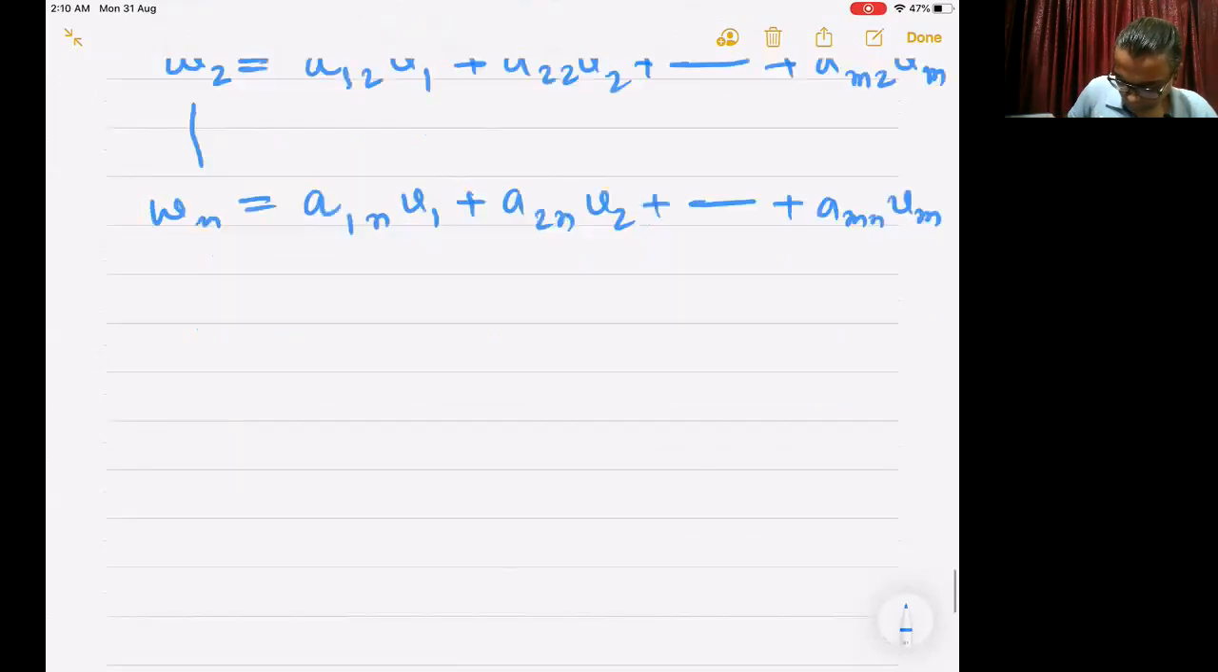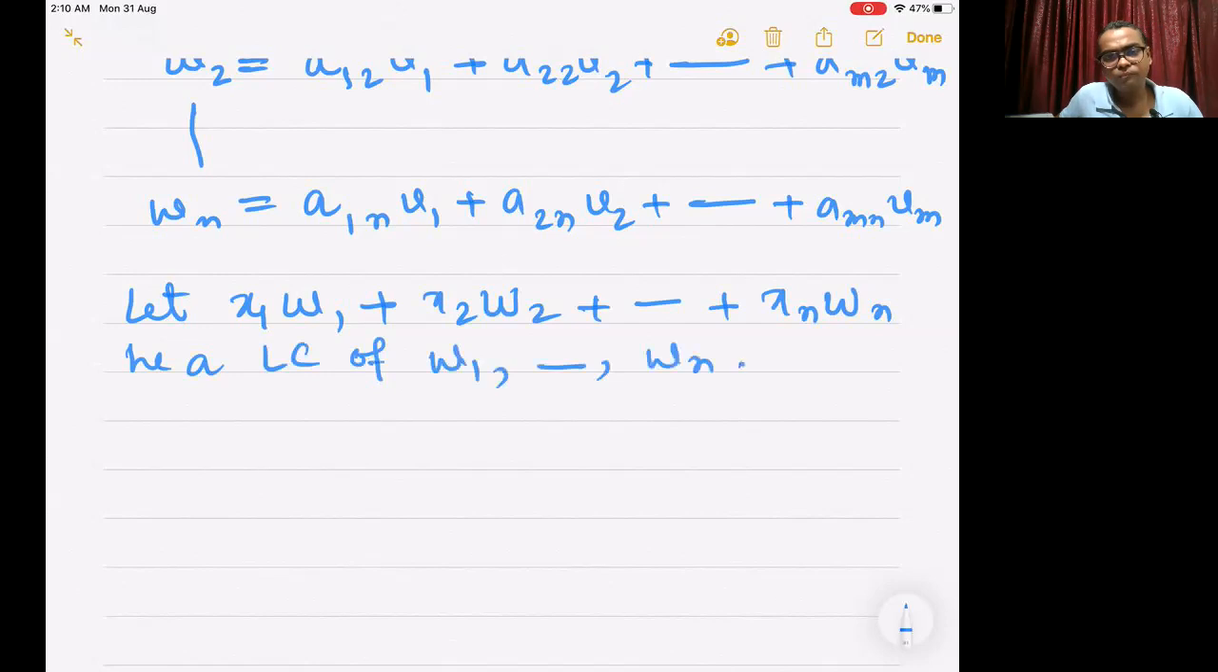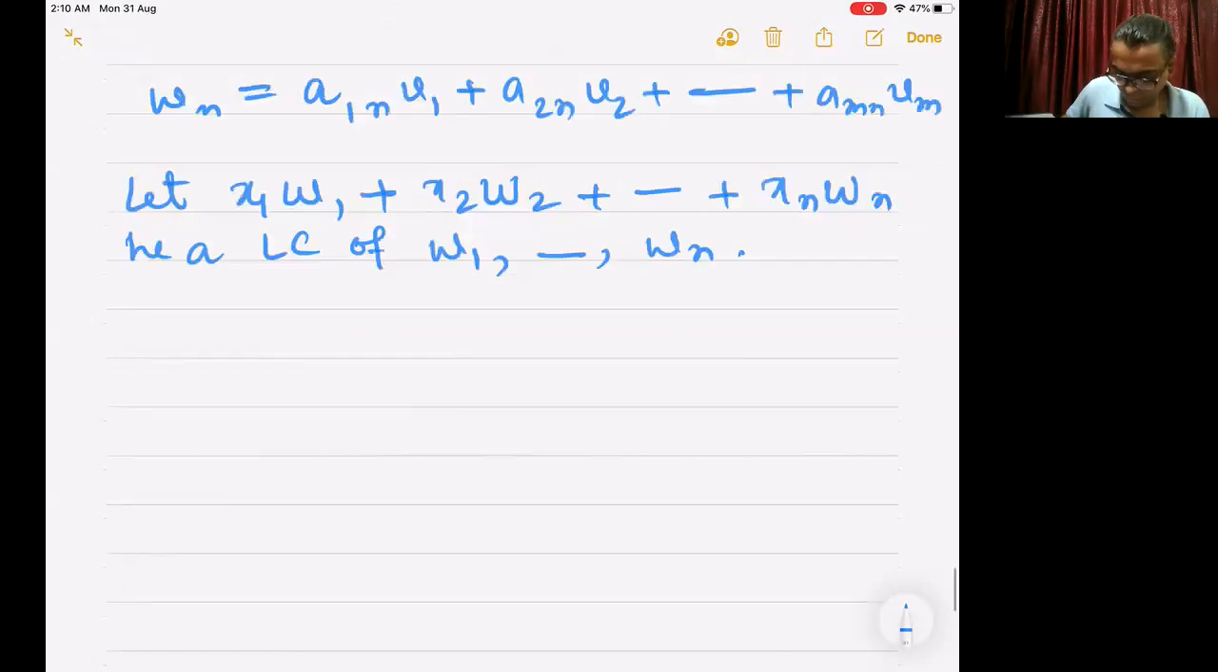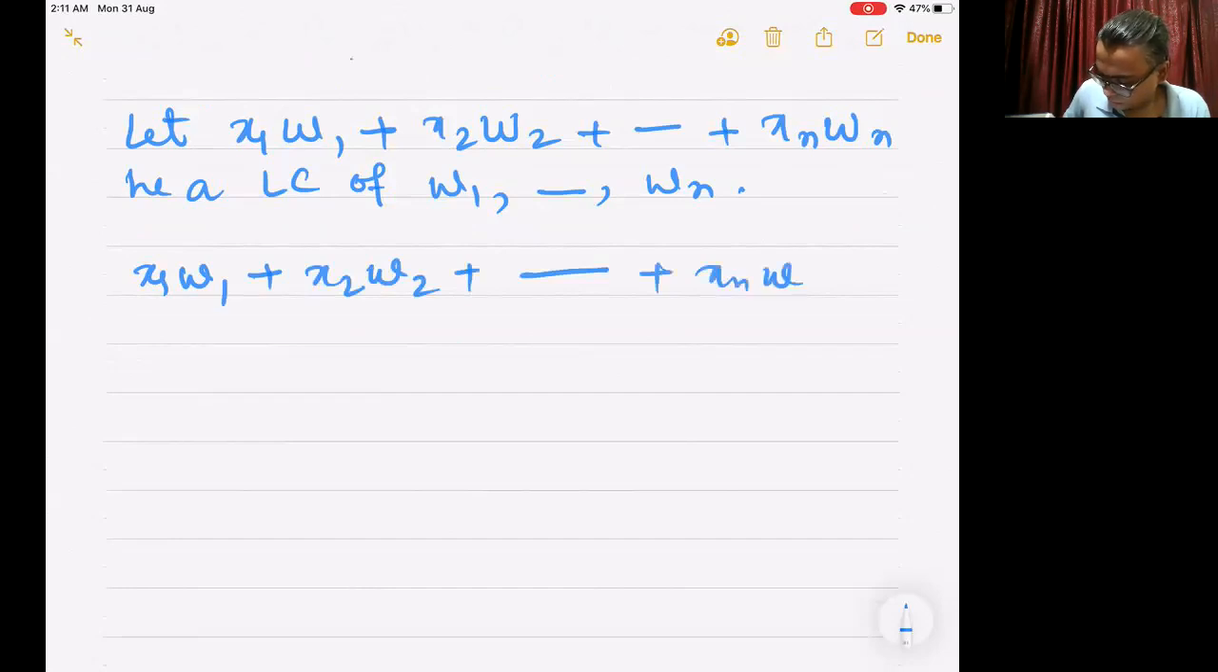Now let x1 w1 plus x2 w2 plus dot up to xn wn be a linear combination of w1 up to wn. Right? I'm going to write this as a linear combination of vectors in V. So that's what we're going to do. So let us do this for x1 w1 plus x2 w2 plus dot up to xn wn. Suppose this is equal to 0. Yeah, we have to show that.